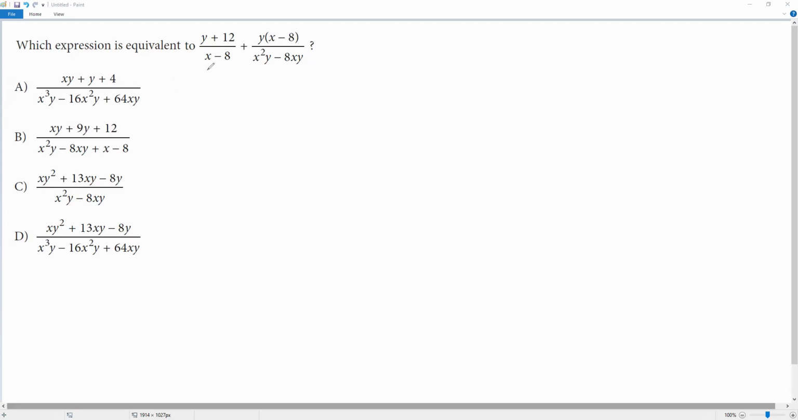Which expression is equivalent to the expression we have over here? In the given answer choices, we have to find the expression that is equivalent to the expression over here. For that, we have to simplify the given expression. Okay, let me do it.